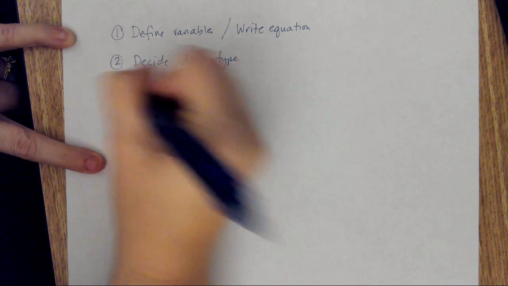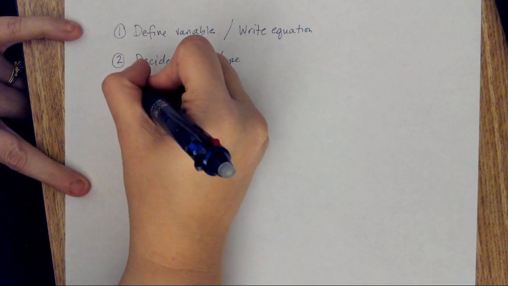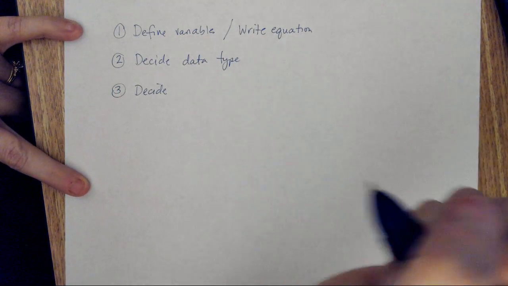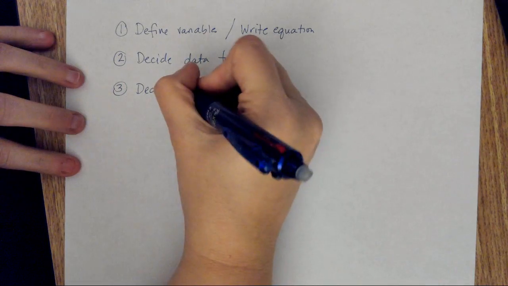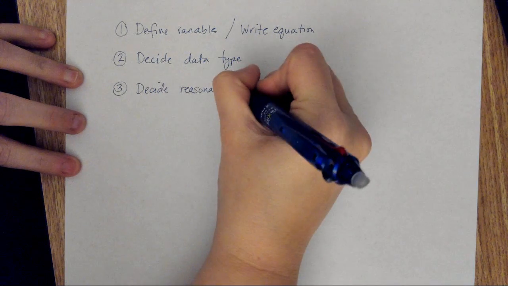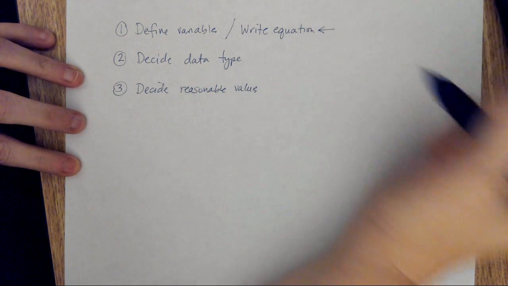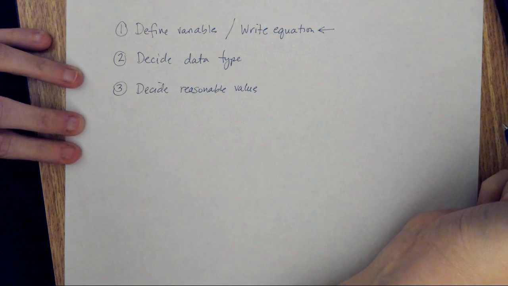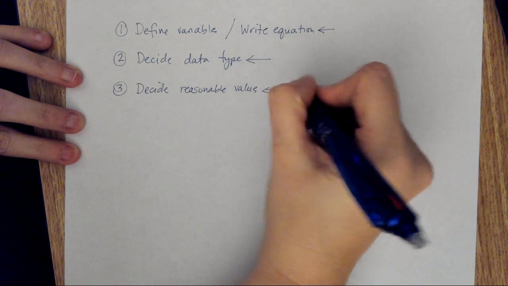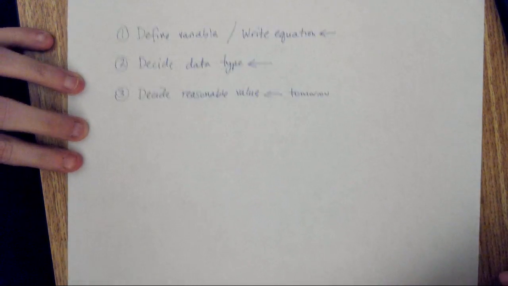The third thing you do is decide what your appropriate and reasonable list of data is going to look like. So you decide reasonable values. Okay, we've done some of this already, and we will do so much more of it. You won't even believe how tired you are of it. We're going to do this tomorrow. But for today, we're going to decide about data types.